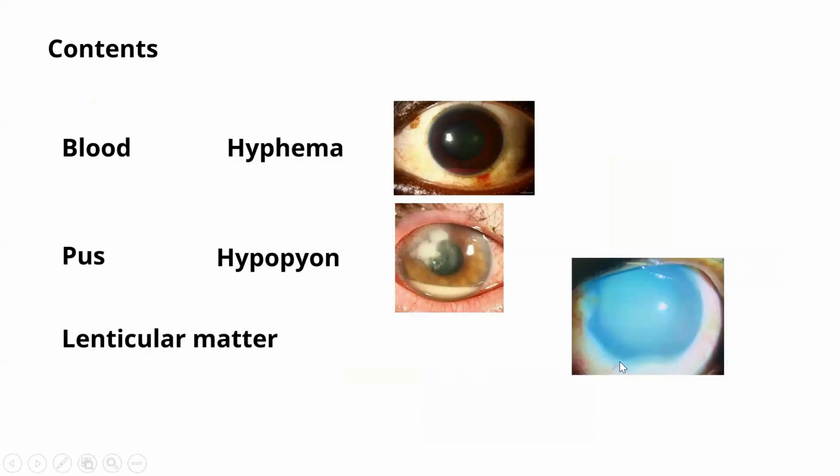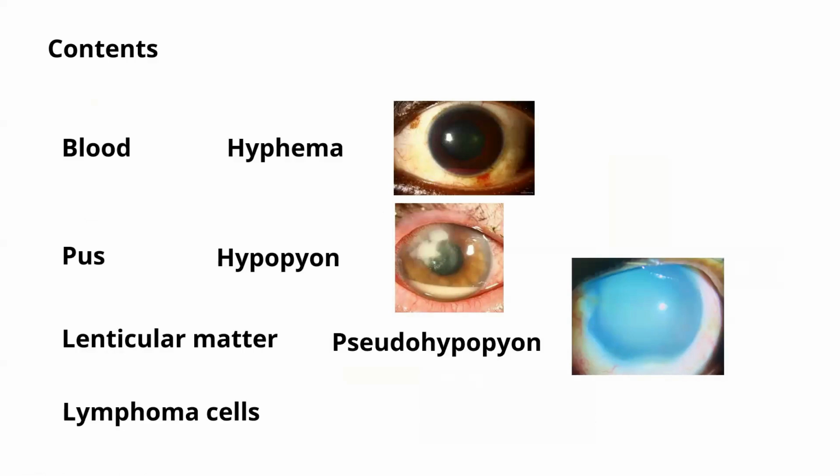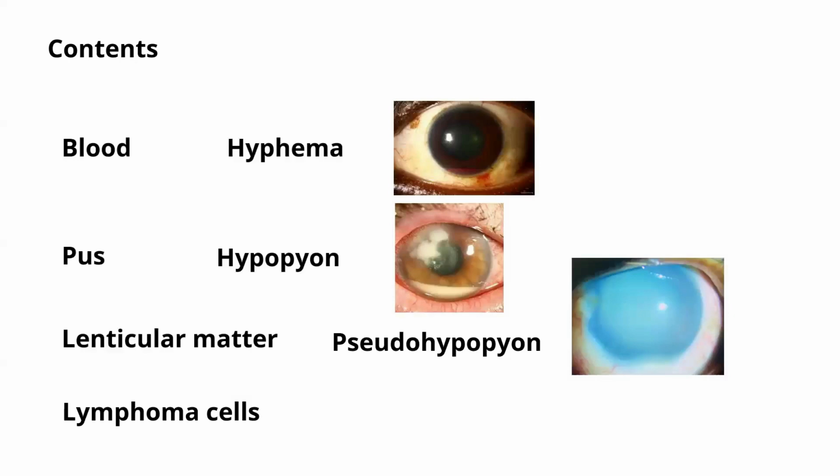You see here there is lens cortical matter present in the anterior chamber. This is called pseudo hypopyon. It is not a true hypopyon. It is not pus, but it is a pseudo hypopyon. We can also see sometimes cells like lymphoma cells, which are masquerading as hypopyon. So this is a case of lymphoma where the patient presents with blood tinged hypopyon, which actually drastically disappears once you treat the lymphoma with systemic chemotherapy.